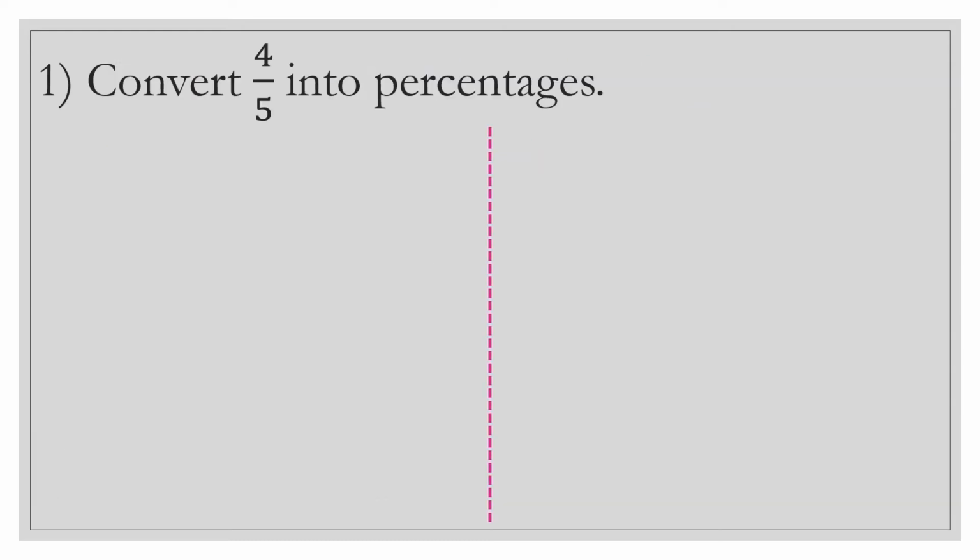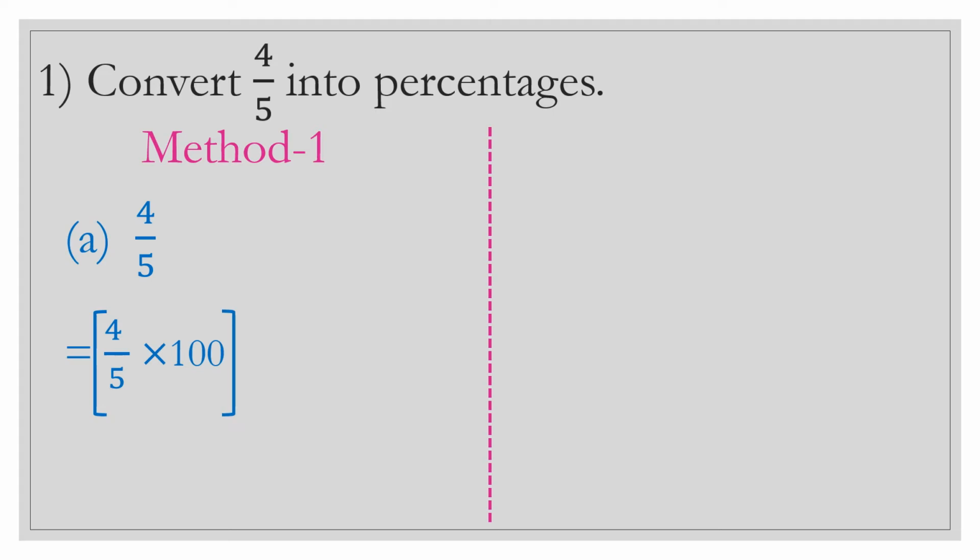Question number 1. Convert 4 upon 5 into percentage. Method 1. Multiply the fraction by 100 and put the percentage symbol. That means 4 upon 5 multiply by 100, write in bracket and put the percentage symbol after the bracket. Now simplify. See, 5 and 100 both are divisible by the same digit 5. So divide. 5 ones are 5 and 5 20s are 100. Now it cannot be further divisible. So do the multiplication. 4 20s are 80. So we get 80%.